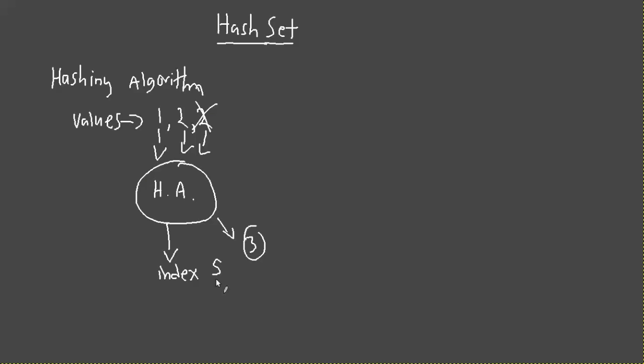So now that you understand the concept of a hashing algorithm, let me explain what impact that has on the set versus something like a list, an array list. So what's the main difference, other than what I've already described, between a hash set and an array list that you need to be aware of?